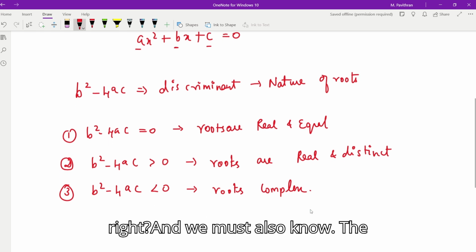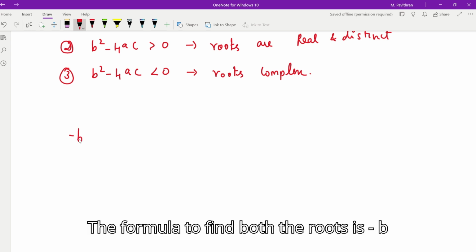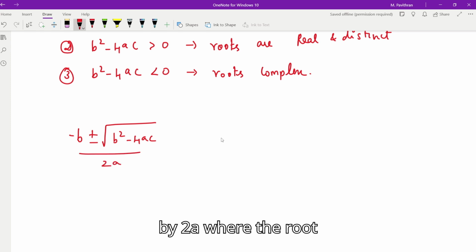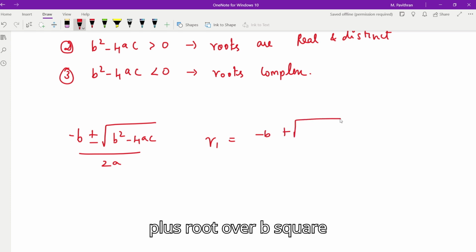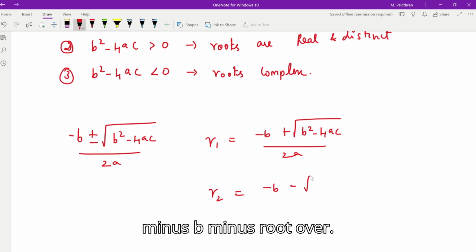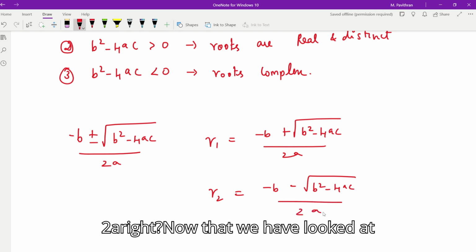right? And we must also know the formula to find the roots. The formula to find both the roots is minus b plus or minus root over b square minus 4ac divided by 2a, where root 1 is equal to minus b plus root over b square minus 4ac divided by 2a, and root 2 would be minus b minus root over b square minus 4ac divided by 2a, right?